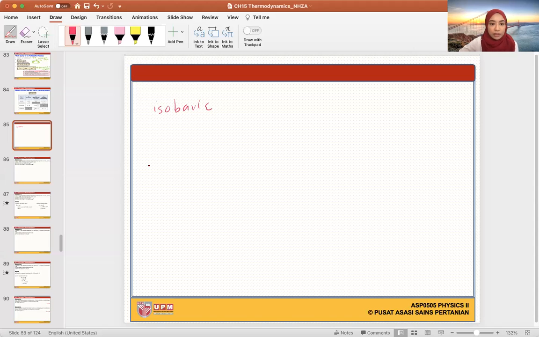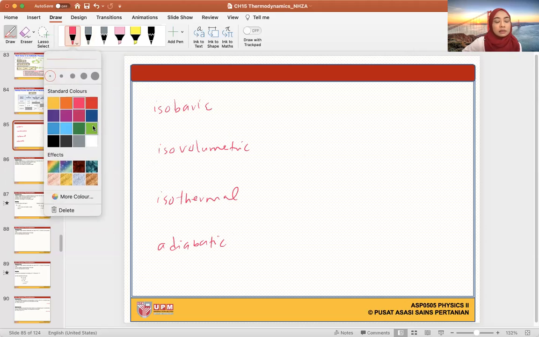Okay, so we have isobaric, isovolumetric, isothermal, and the last one is adiabatic. Okay, can you guys tell me what are the constants for each thermal process?